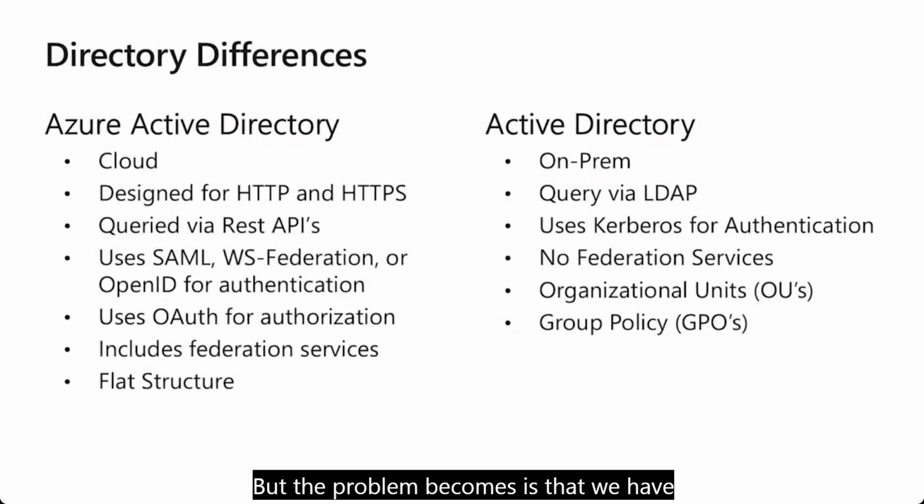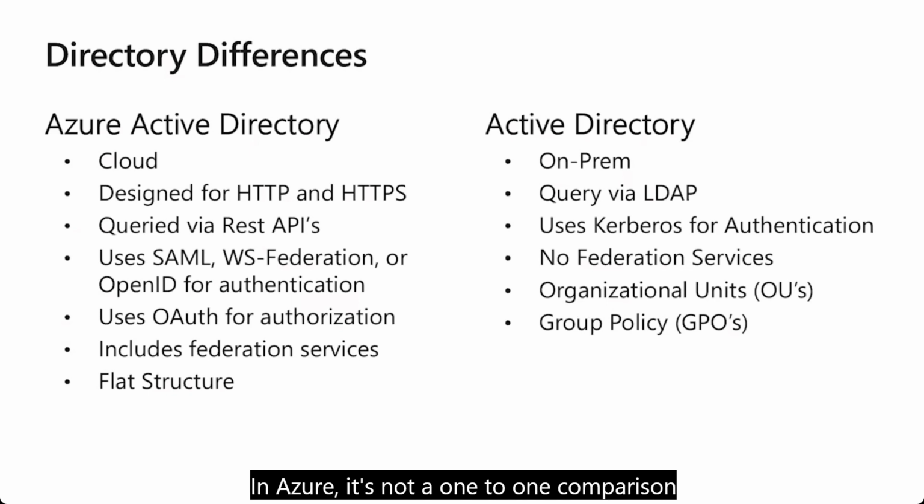But the problem becomes that we have this term Active Directory, and we have it in two places. We have Azure Active Directory, and then we have Active Directory on-prem, known as Active Directory Domain Services. And what's the difference? First off, they're very different. You can't think, well, hey, I have Active Directory on-prem, I know what Azure is. No, they're different to the point of how we talk to them. With Active Directory on-prem, we use LDAP, we use Kerberos for authentication. There's no federation services built in. We have a concept of organizational units and how we organize our users and groups.